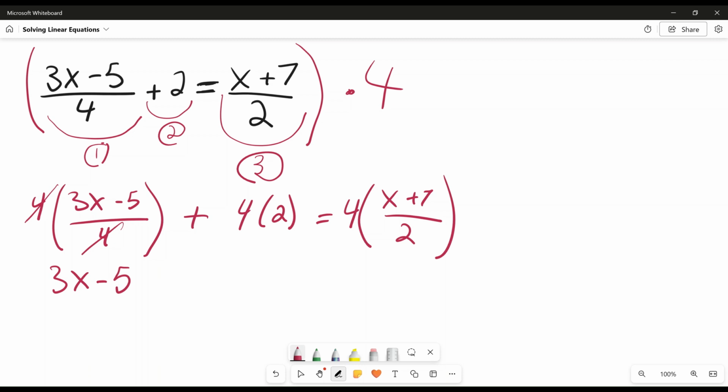And then 2 times 4 is 8. And then 4 divided by 2 is going to be 2. So you're going to be just left with the 2. They cancel out, and you're going to be left with the 2, and get x plus 7.